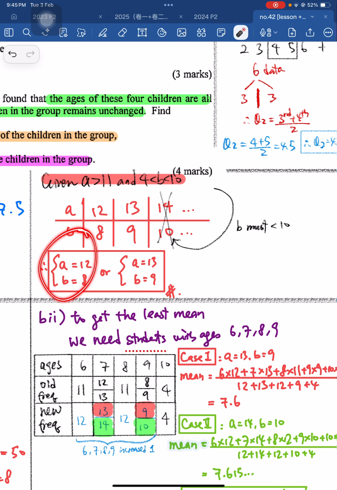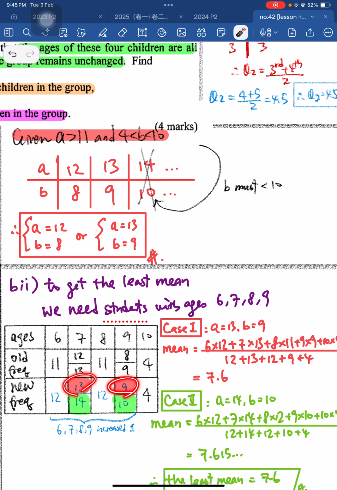We need to consider A equal to 12, B equal to 8. At the same time, we need to consider another case, which is A equal to 13, while B is equal to 9. So for the red part, we consider case 1 when A is equal to 13, B equal to 9. To calculate the mean, we use the total sum of the ages divided by the total frequency. So we have 12 people whose age is 6, so 12 times 6. And then we have 13 people whose age is 7, so plus 13 times 7. And then 12 times 8, 9 times 9, 4 times 10.